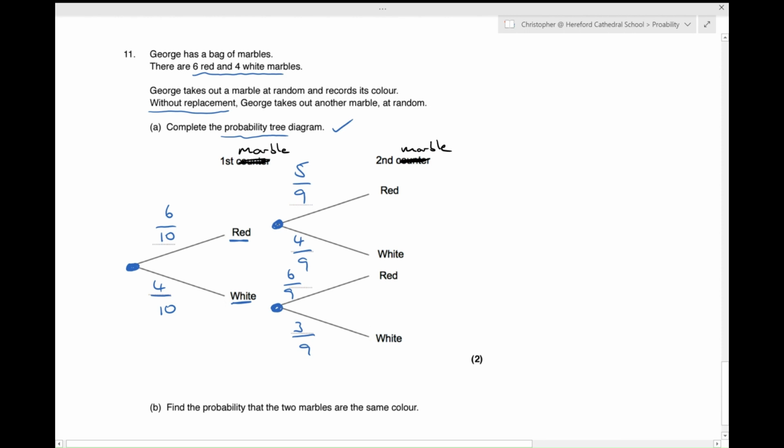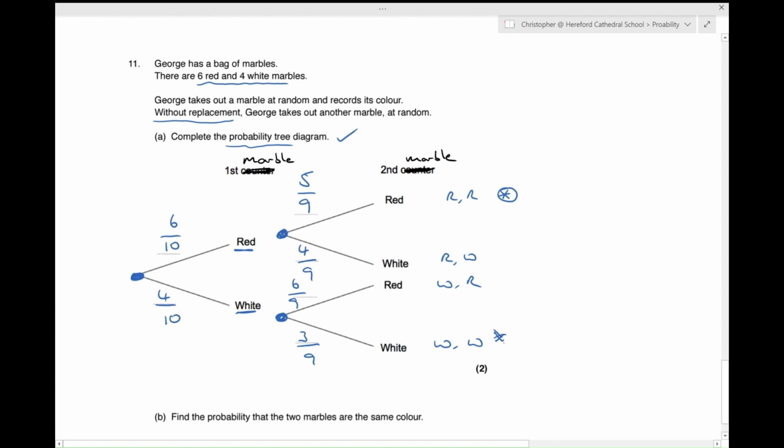Find the probability that the 2 marbles are the same colour. Well, there are going to be 4 possible things that could happen. He could have a red followed by a red, a red followed by a white, a white followed by a red, and a white followed by a white. Here the 2 marbles are the same colour, and here the 2 marbles are the same colour. So I'm going to find the probability of getting red, red, and the probability of getting white, white, and add those probabilities together.